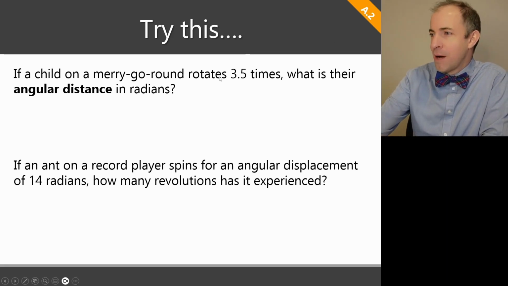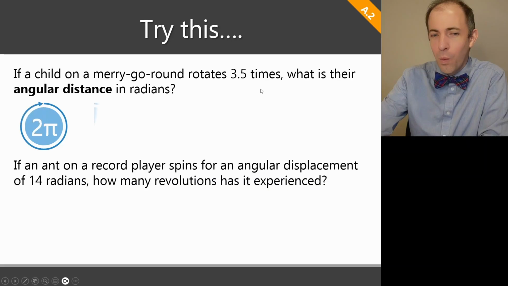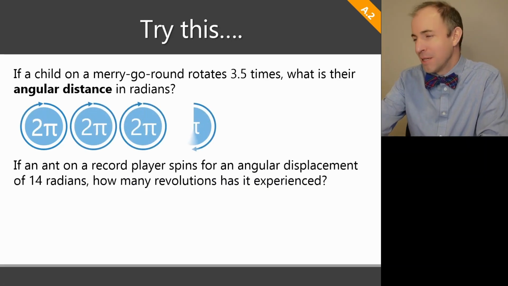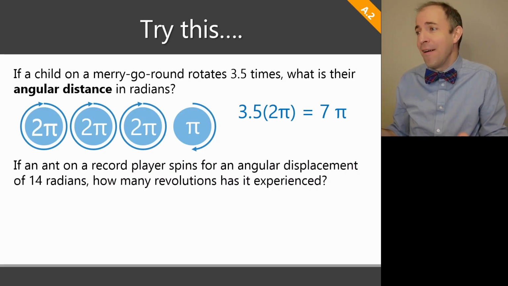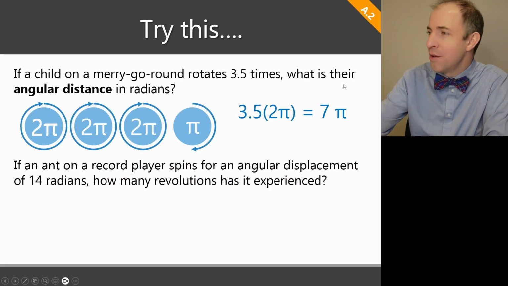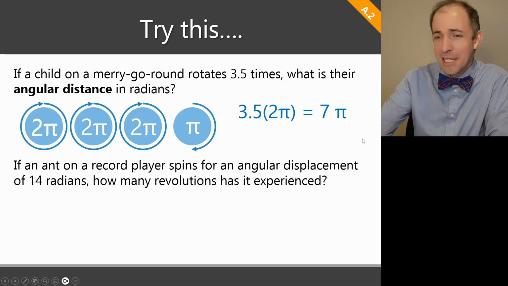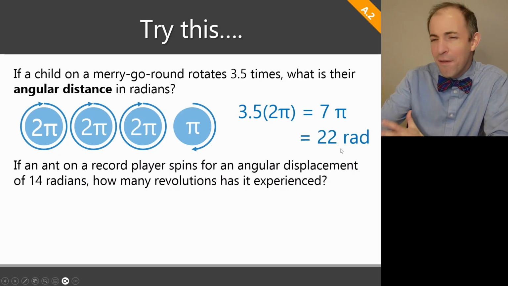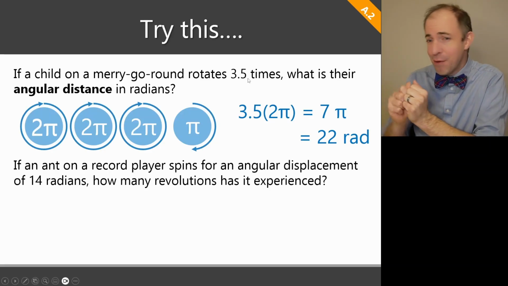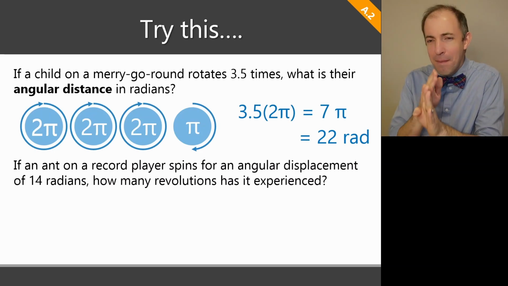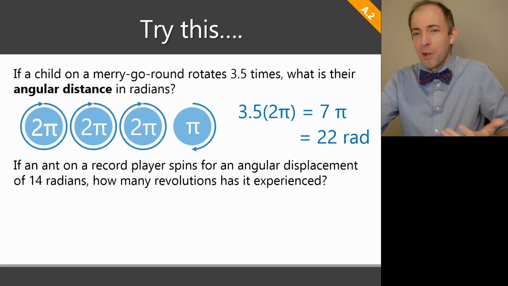If a child on a merry-go-round rotates 3.5 times, what is their angular distance in radians? Well, 1 time is 2 pi, 2 times, 3 times, and then half a time. We can just basically say 3.5 times 2 pi, which is the time for once around, is 7 pi. In physics class, we don't like to leave the pi. We're going to expand that out to a decimal, and that's roughly 22 radians. Okay, so I can take 3.5 revolutions and turn it into radians. How many radians worth of a circle have I gone? Certainly more than 6.28. It's more than 1 revolution.